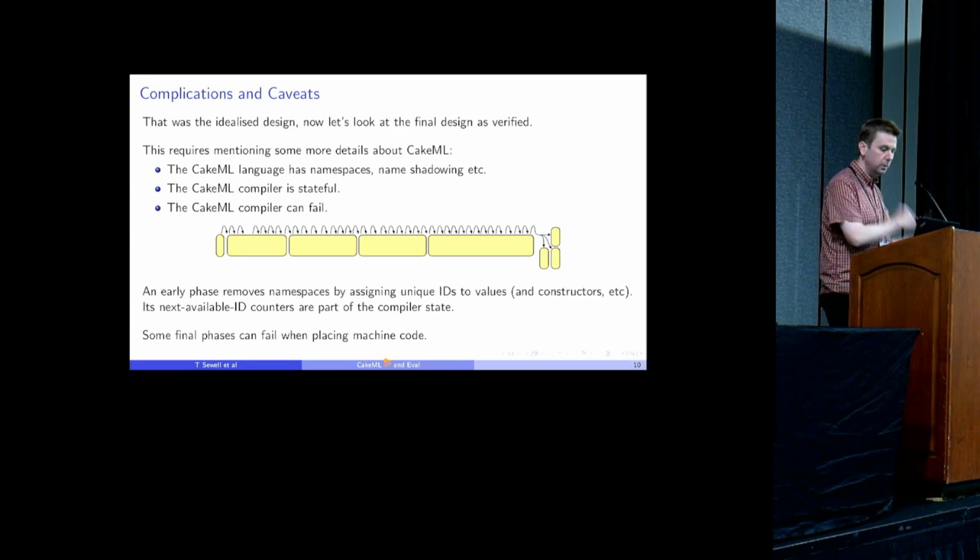So there's an early phase that's responsible for getting rid of namespaces by assigning things global IDs. So we give everything global unique IDs, so if there are two Fs, you can always tell them apart. That's one of the phases that's going to need state. For instance, it's going to know what the next free ID is. And towards the end of the pipeline, we see some phases that can do things like try and place machine code at particular addresses and discover that it just became too hard somehow. I don't know much about the back end of the compiler, so I don't even really know why that is. But the compiler can fail. Okay.